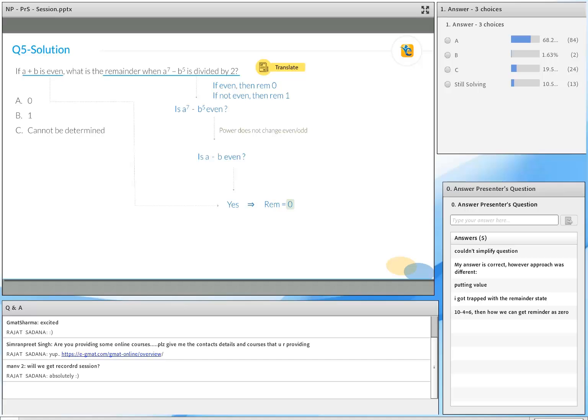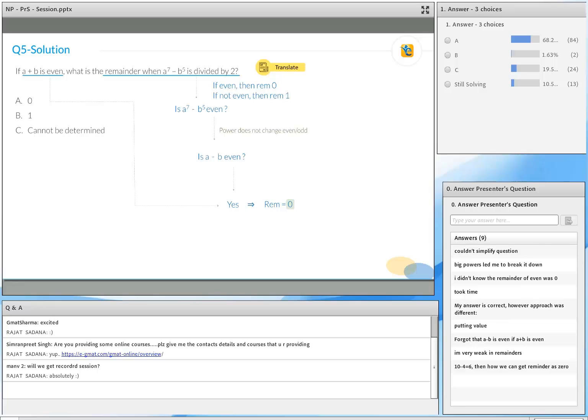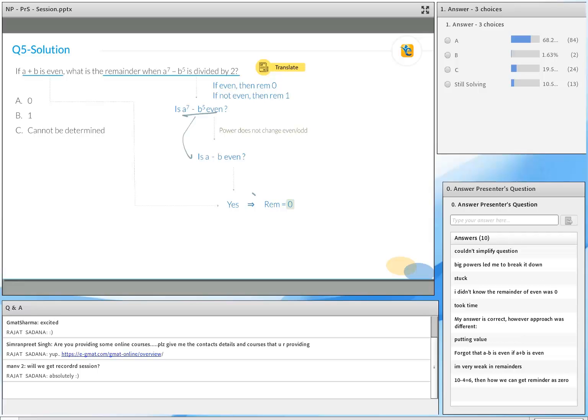Couldn't simplify the question. People who are saying that they couldn't simplify the question means that you were not able to translate. That is something which you need to work on. You need to work on the process skill of translation. Okay. For those of you who could not convert a to the power 7 into this part, you need to work on your inference process skill.